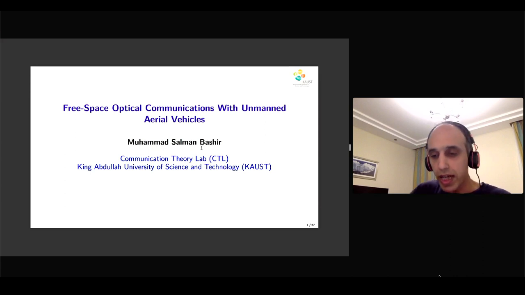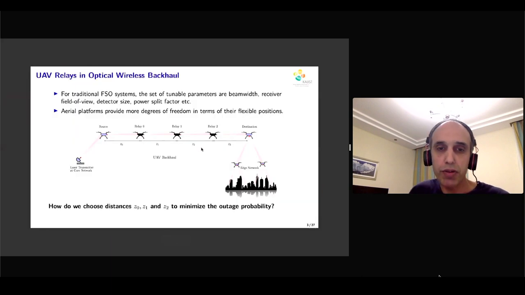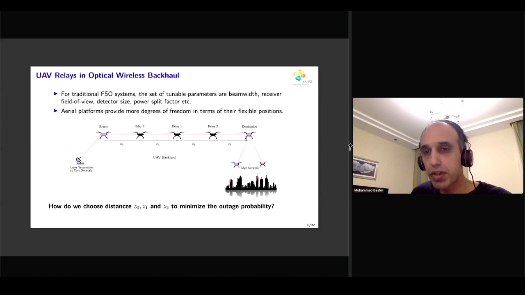Today I'll talk about two problems that we worked on recently. We published results in Transactions on Communications a few months ago. The first one is the optimal placement of hovering UAV relays in optical wireless backhaul. So the idea is that you have a bunch of relays that you need in order to close the link from the transmitter side all the way to the receiver side, right?